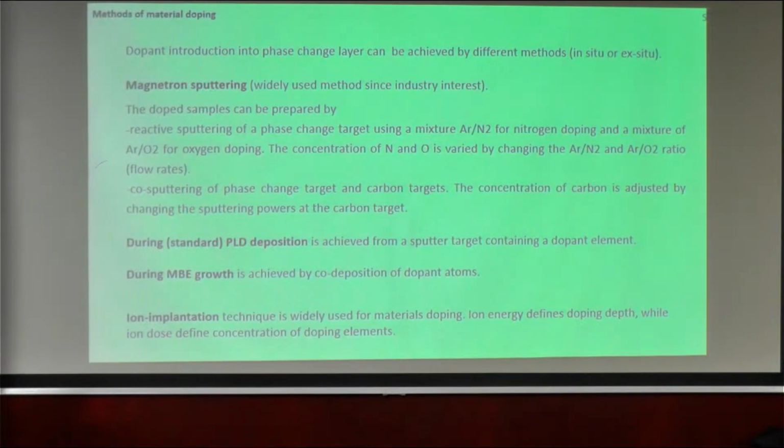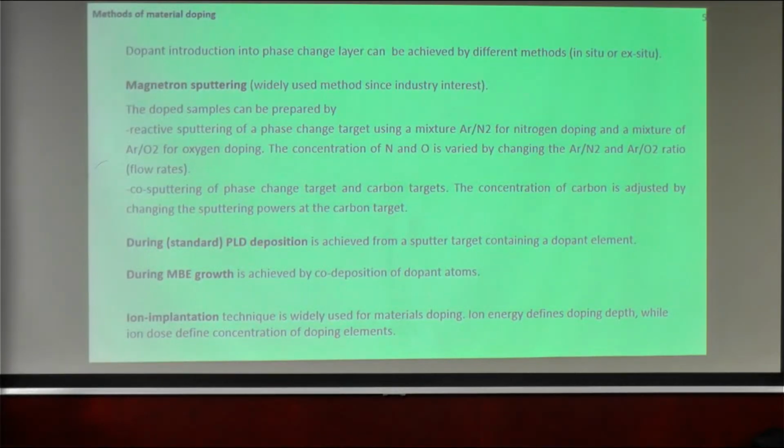Then you also get some impurities inside of your phase change materials. With other methods, like PLD, you can use one single target, or you can also introduce some gases into your system. Then you also get doping. During MBE, you achieve it by co-deposition of different dopant atoms. Also a very widely used method is ion implantation. Here you can use different ions to insert these impurities, doping elements, into your phase change materials.